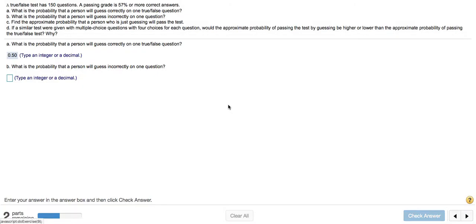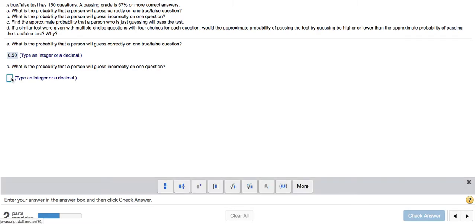And for part B, what is the probability that the person will guess incorrectly? Well, that's the same as if they guess it correctly. You know, half the time they'll get it right, half the time they'll get it wrong.